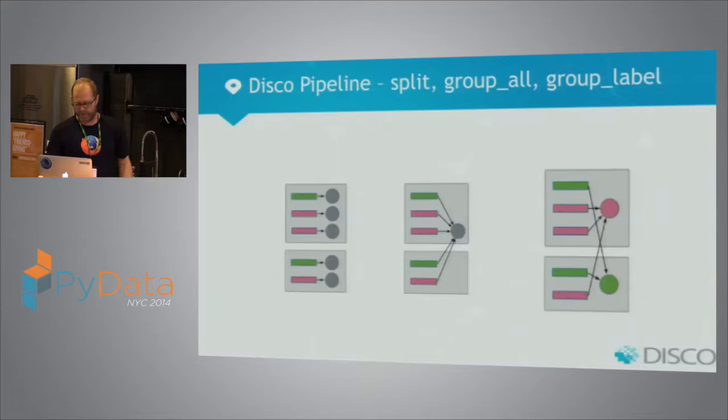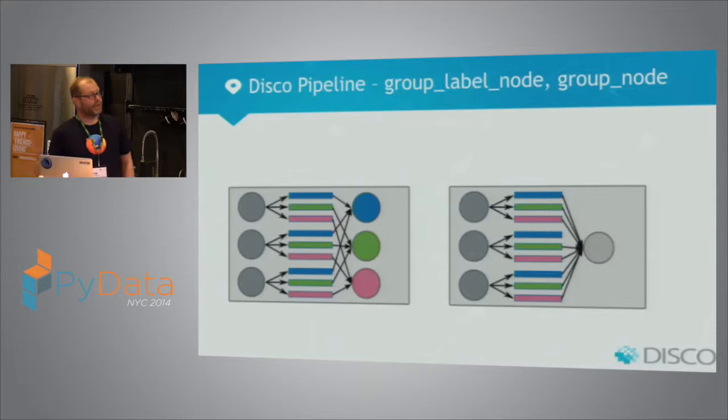There's only two more. There's group label node, which is like group label, except for just one node. So it says, after I've produced labeled outputs, group it all on that node into one. So here we've got data streaming out of a previous stage into blue, green, and pink labeled partitions, and then there's one process for each one of them. You might recognize this as kind of a combine or a shuffle type of function.